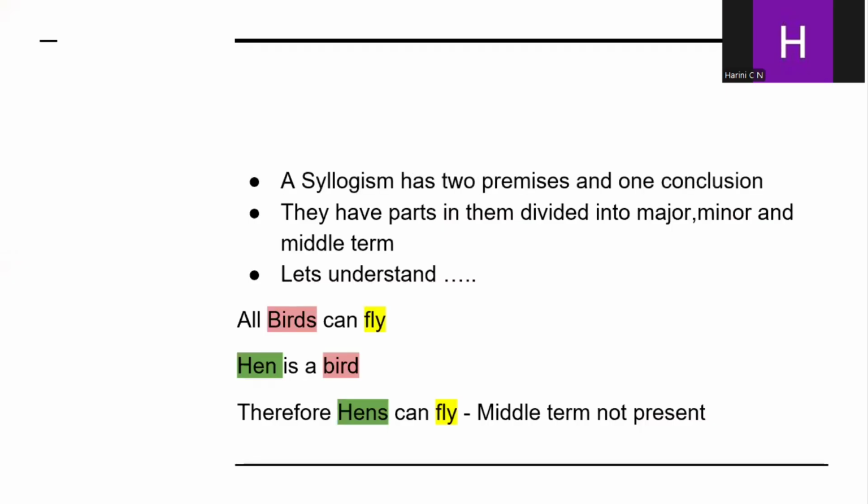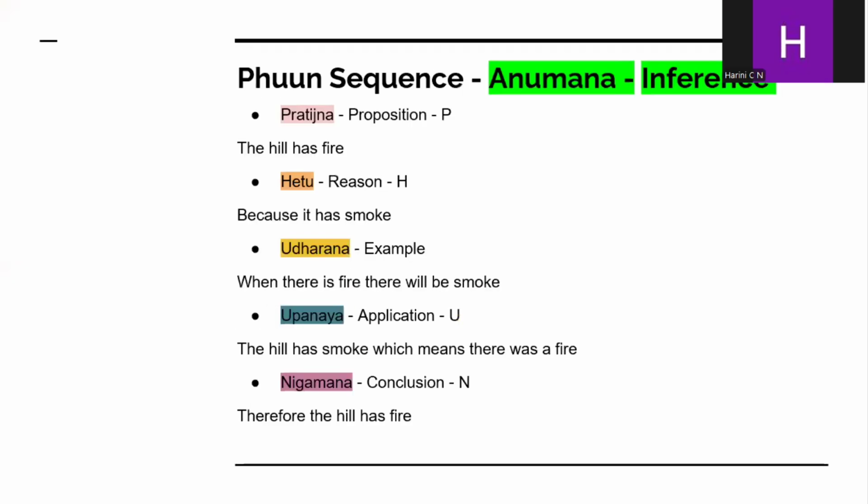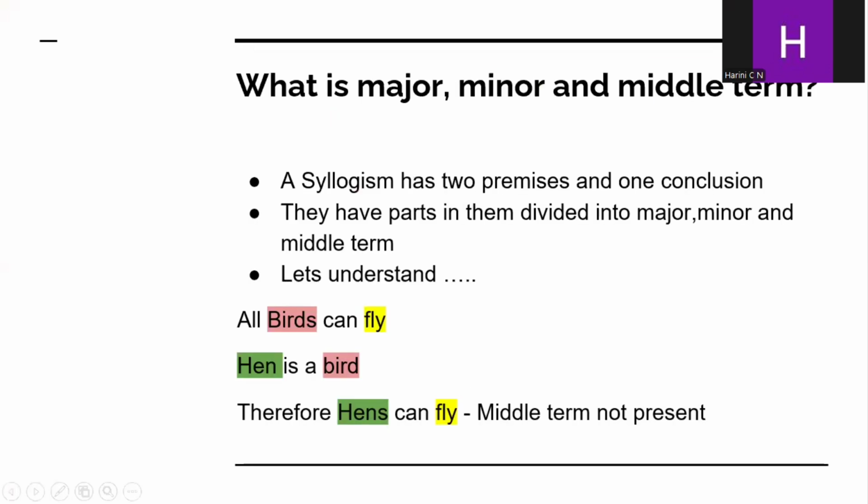First one, what is major, minor, and middle term? If you're starting with logical reasoning, there are many questions which are asked based on the same. So, what is the major, minor, and the middle term?